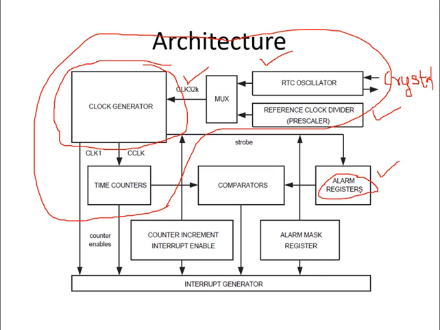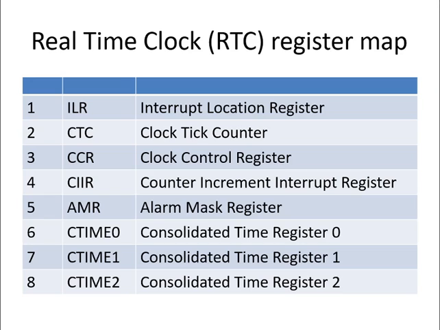So you can program it. So how will the alarm actually be generated? By using the comparator. The comparator will compare the contents of the alarm register and the time counters, and it will give the interrupt. Then you can generate interrupts for different things. For that, an interrupt generator is used there. So this is about the architecture of RTC.